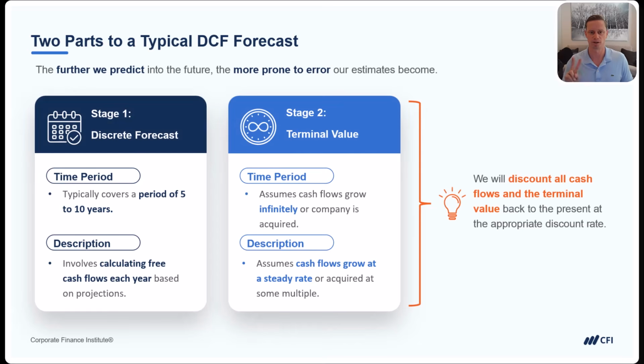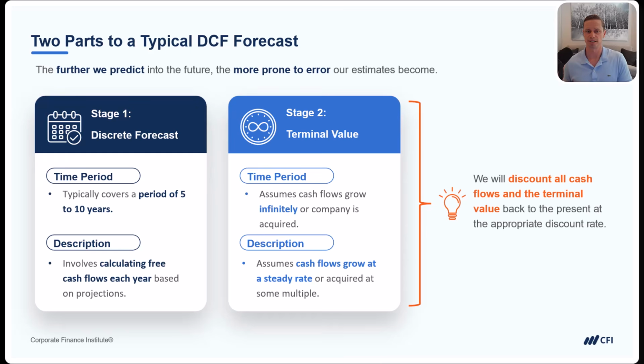So there are two parts to a DCF analysis. The first part is stage 1, where we have a discrete forecast. In Excel, we are going to model out revenues, expenses, and cash flows for a company for 5 years. This is a common forecast period, 5 years. And then discount those numbers back to today.